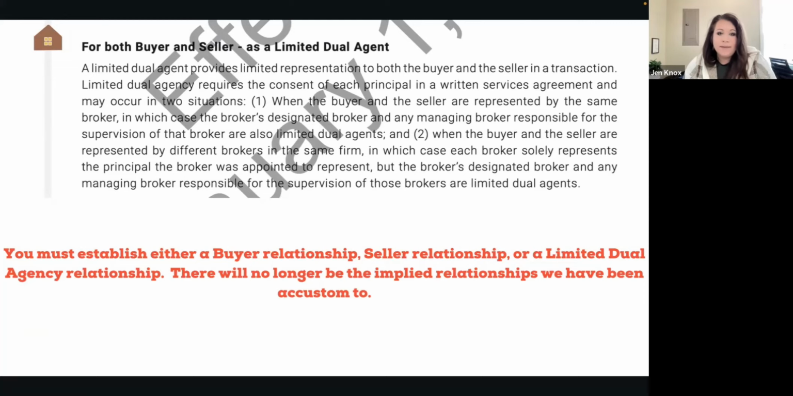Now, keep in mind, the firm is always going to be acting as a dual agent if two of their agents are going to be under contract together. And thus, any managing brokers who supervise are also technically acting as dual agents on their behalf. So when 2024 comes around, and I encourage everybody to even do this before that, you have to establish either a buyer relationship, a seller relationship, or a limited dual agency relationship, because there will no longer be this implied relationship that we've been used to so far.